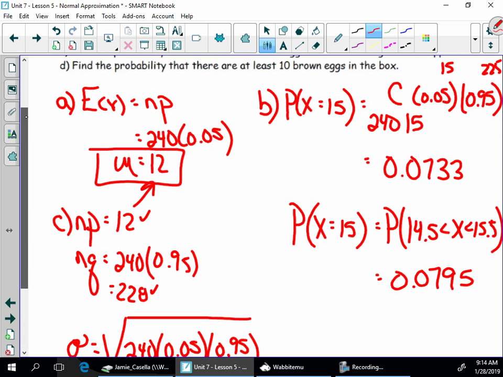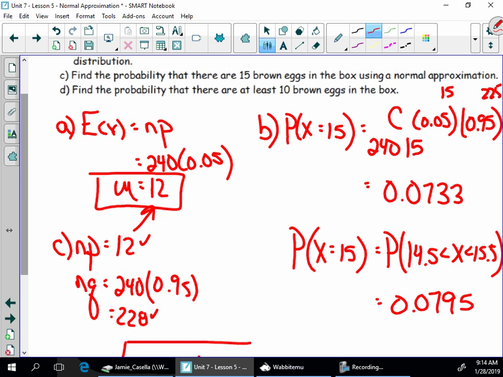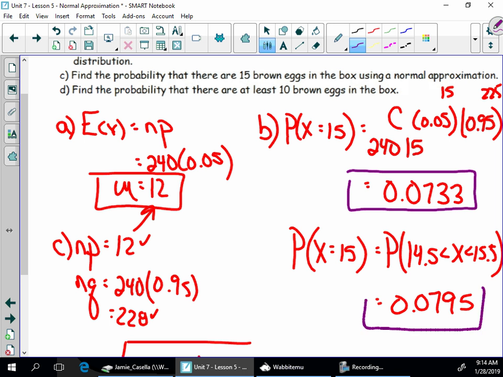Okay, before we move on, let's talk about this. What did we find out? When we use the binomial method, 0.0733, 7.3%. The normal way, we get 7.9%. Remember, they should be close. They're not going to be exactly the same. That's why it's called an approximation, approximately the same. They're pretty close to each other.